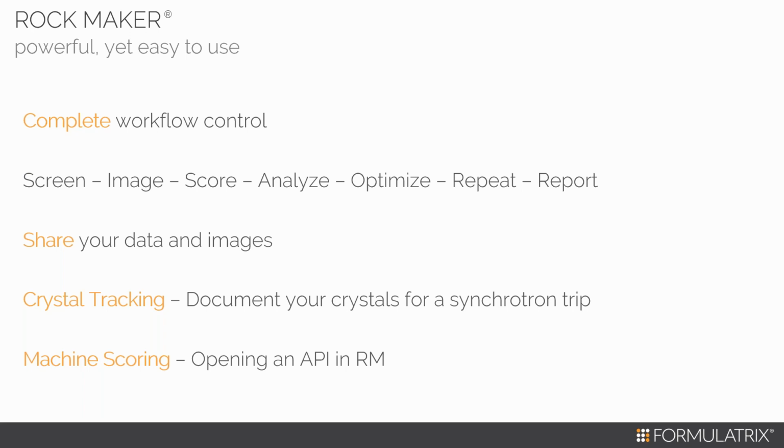Crystal tracking is a feature that would enable you to document your crystals for a synchrotron trip. So what it means is you can assign a crystal to a certain puck, to a certain dewar, to a certain pin position within a puck when it is going on a trip, and you can always keep track of where the crystal is, whether or not the structure was solved, what the resolution is, and where the structure is deposited.